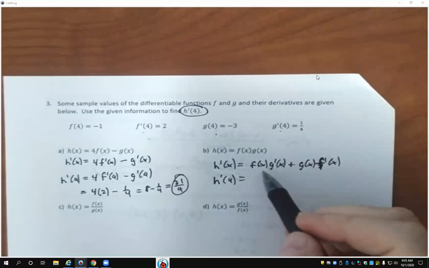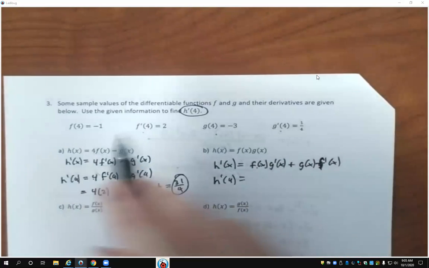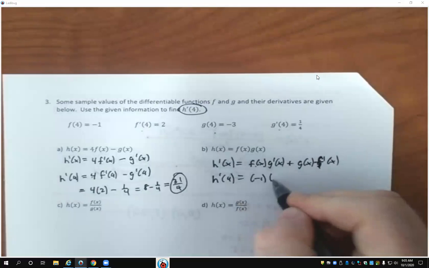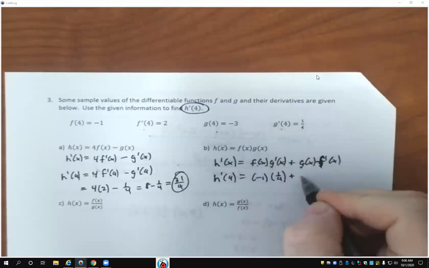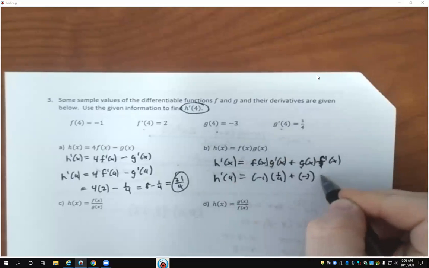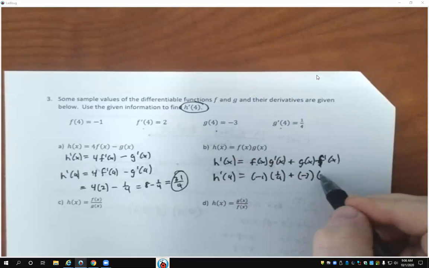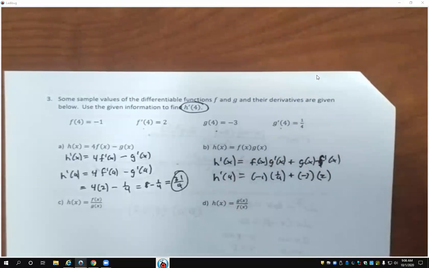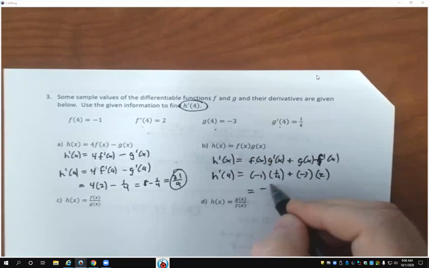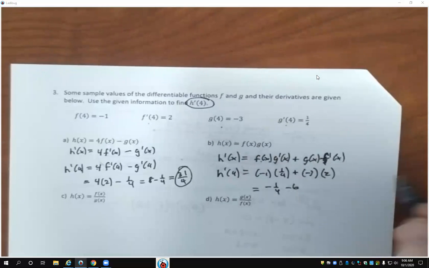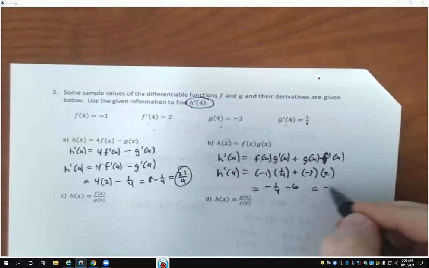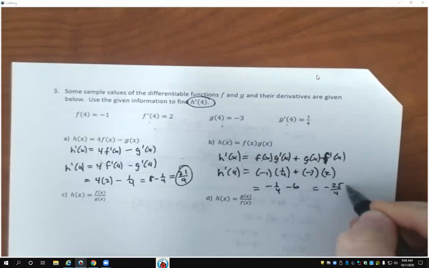All right, f of 4, let's just go right to it, is -1. G prime of 4 is 1/4. G of 4 is -3. And f prime of 4 is 2. And then it's algebra from there. So it's just -1/4 minus 6. That's going to give you -25/4.